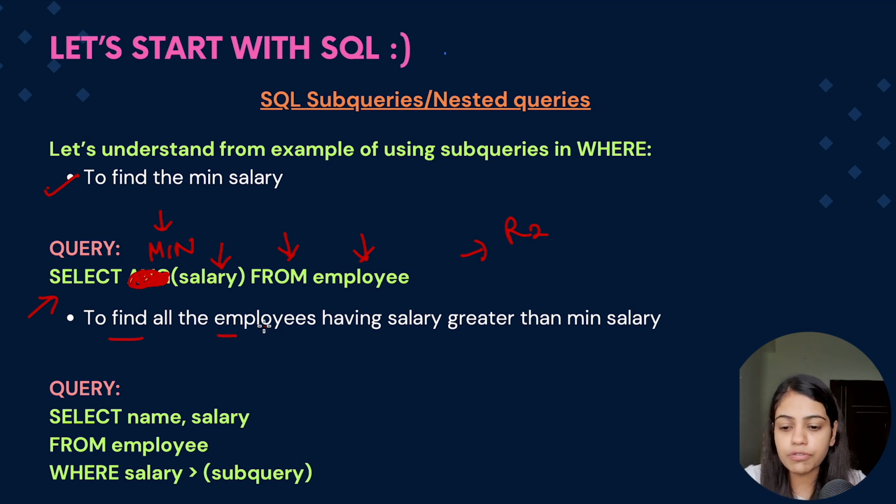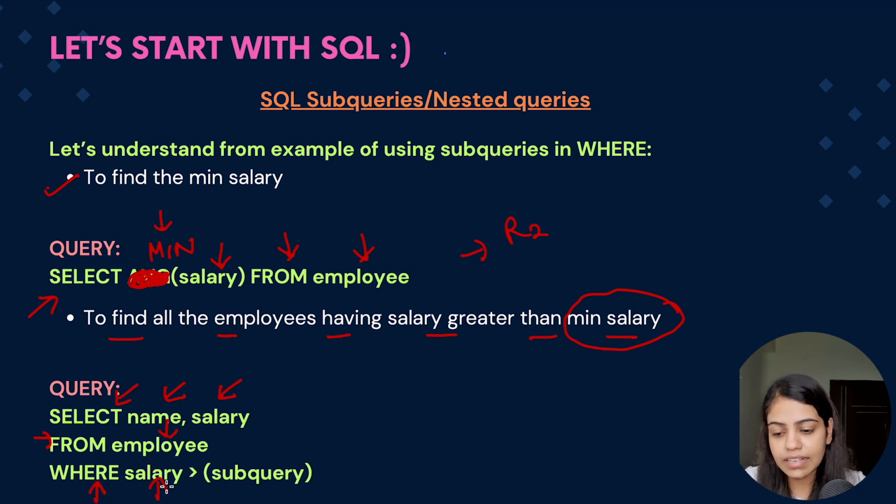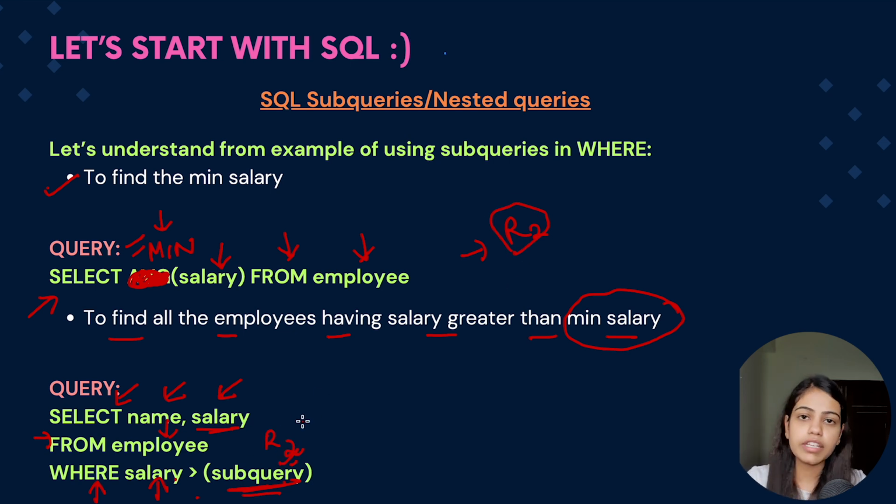Now the second query is to find all the employees having salary greater than the minimum salary. This we have already calculated. Now we have to find all the employees having salary greater than the minimum salary. So we'll give the query select, and we want to show the employee name as well, so we'll give name, and then salary, and then from employee, and then the where condition: where the salary is greater than the subquery, which is this minimum salary. Here we can replace the subquery with the query which we have written here, and we can get the salaries which are greater than the minimum salary. In this way we can find all the employees having salary greater than the minimum salary.